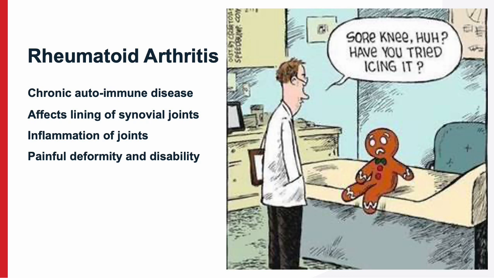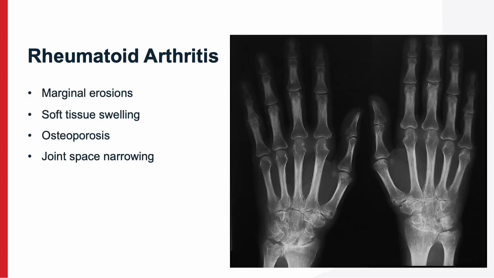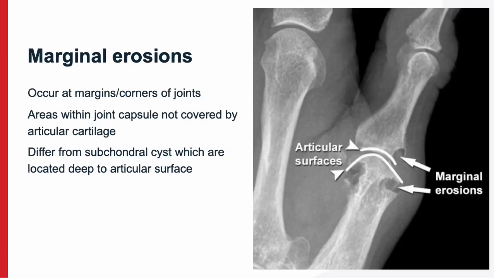So next we're going to be talking about rheumatoid arthritis. This is a chronic autoimmune disease that affects the lining of synovial joints, gets resultant inflammation, and as a result painful deformity and disability. The classic X-ray findings are marginal erosions, soft tissue swelling, osteoporosis, and joint space narrowing. Marginal erosions occur at the margins of those joints.